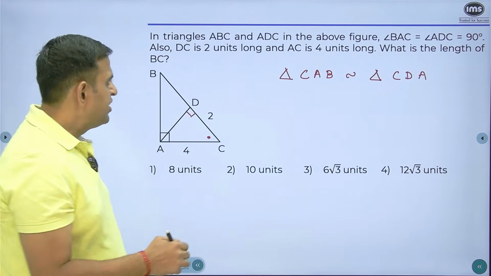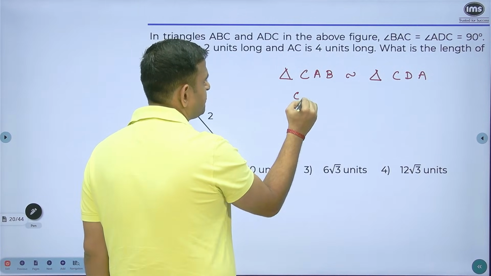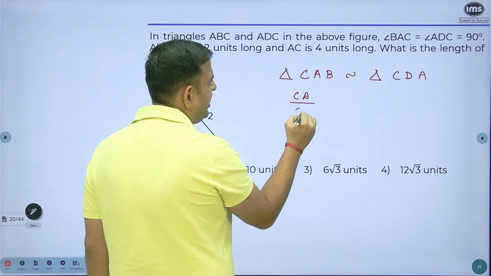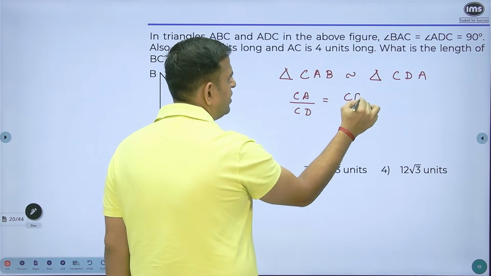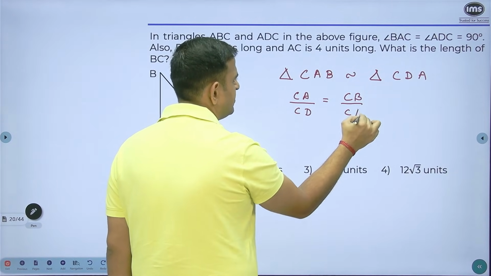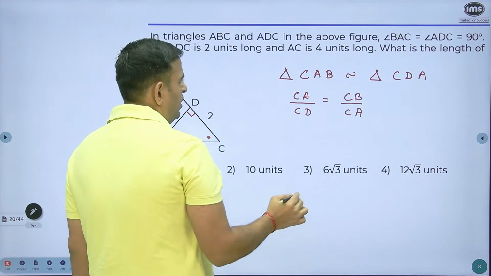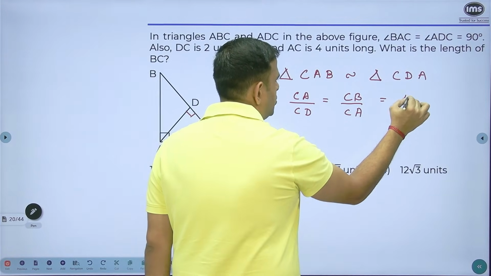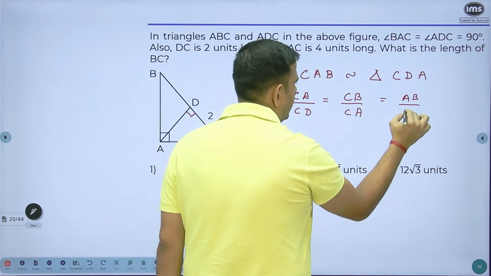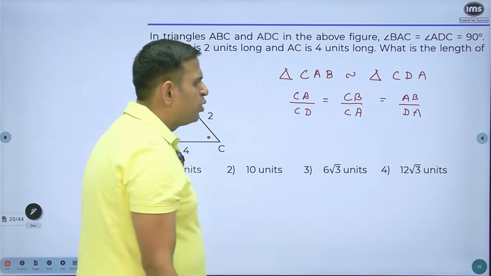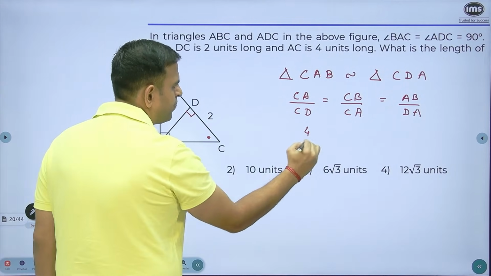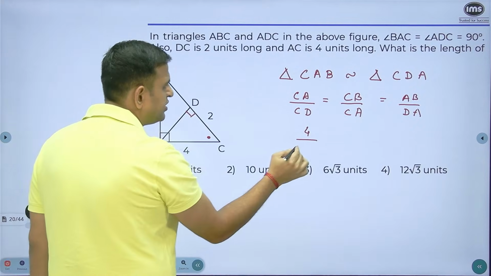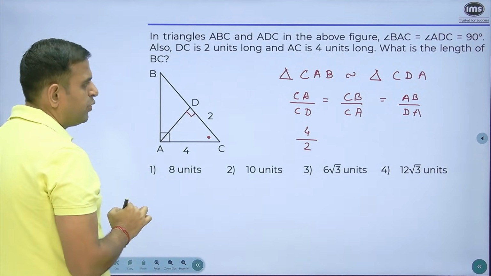So over here I can say the ratio of CA by CD is equal to CB by CA, and will also be equal to AB by DA. Let's put whatever is known to us. CA is known to us as 4. CD is known to us as the number 2.